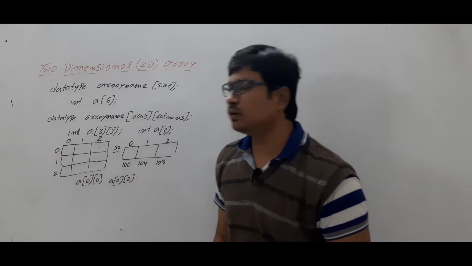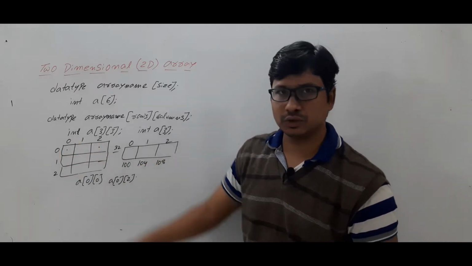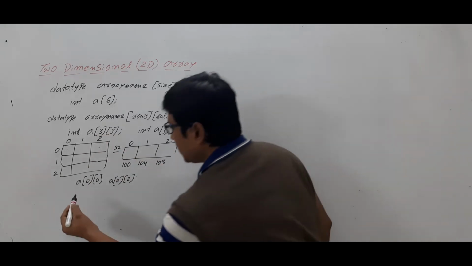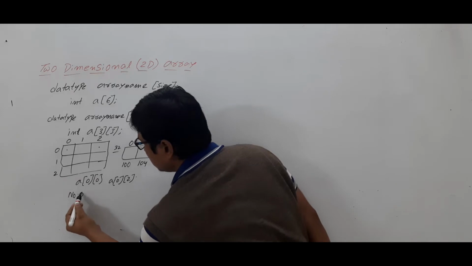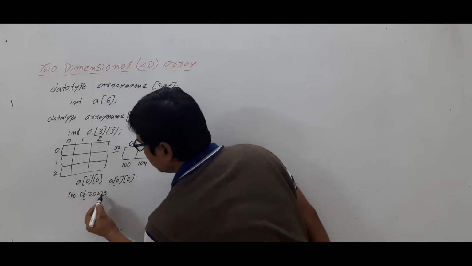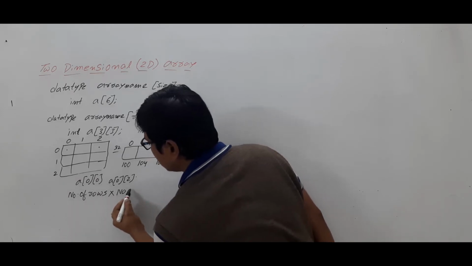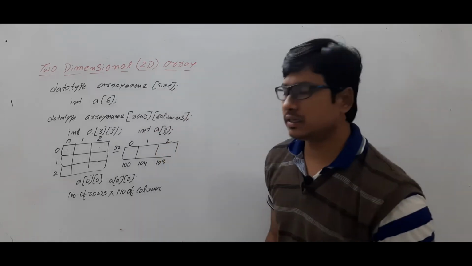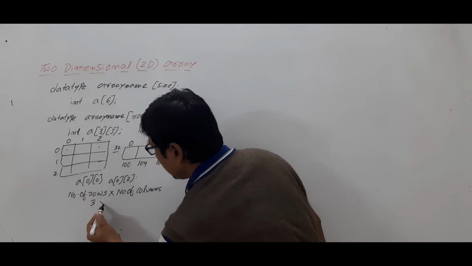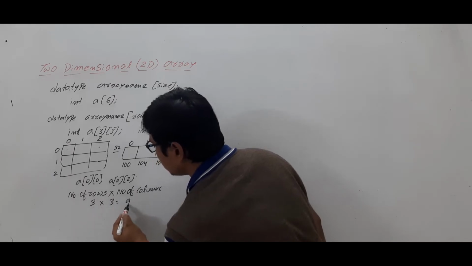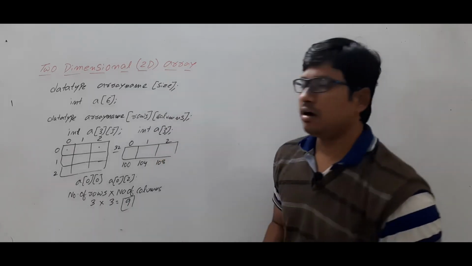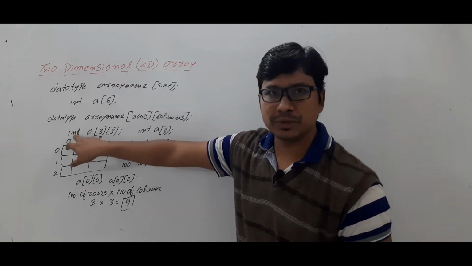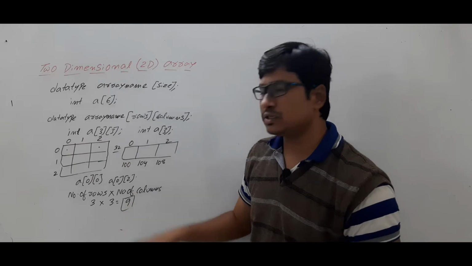Can you tell me how many elements I can store? The number of elements I can store is the number of rows multiplied by the number of columns. How many rows are there? 3 rows, and you have 3 columns, so you can store 9 integer constants only, because the data type you have specified is int. So you can store 9 elements.